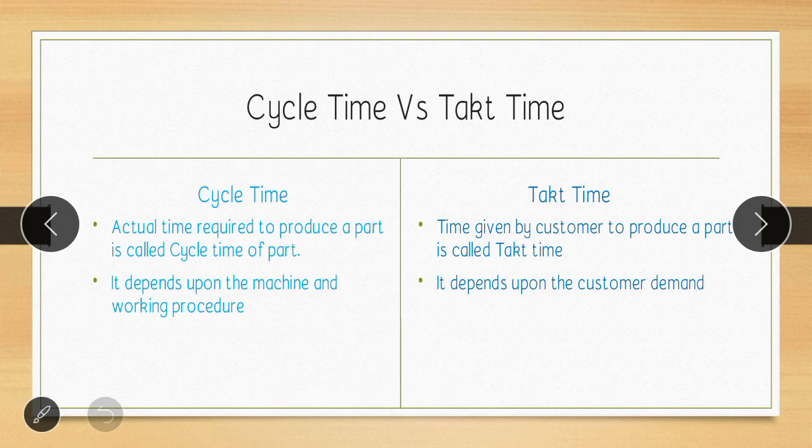The second difference is that cycle time depends upon the machine and working procedure, because how much time the machine will take and how much time the operator will take determines the cycle time. The takt time depends upon the customer demand as well as time. If they reduce or increase the demand according to the time, there will be no difference. But if they reduce only the demand, not the time, which will be like 24 days, then our takt time will be increased.